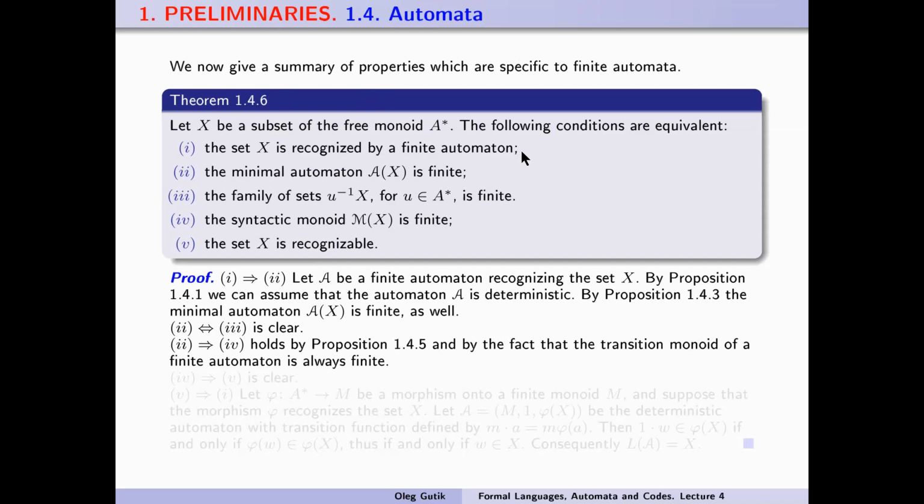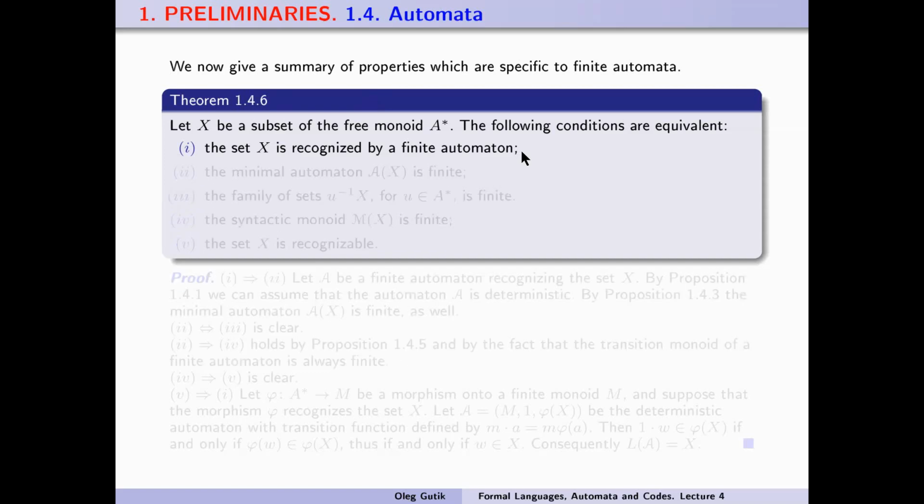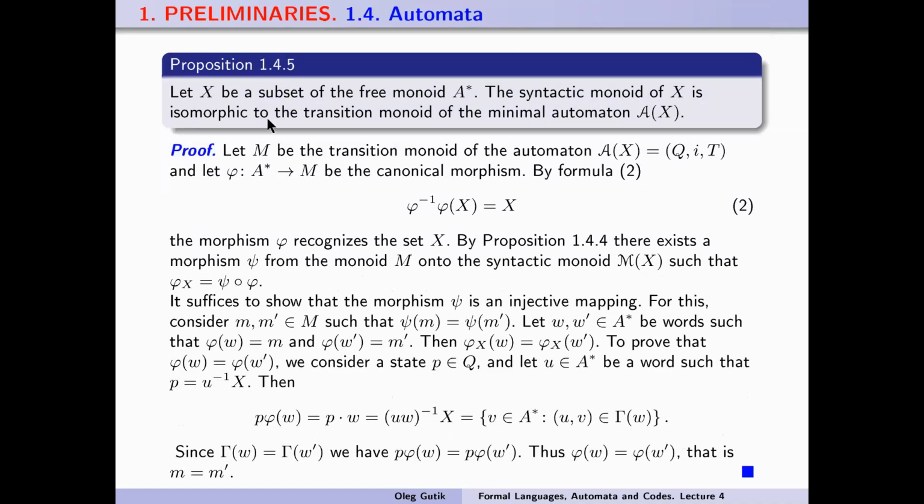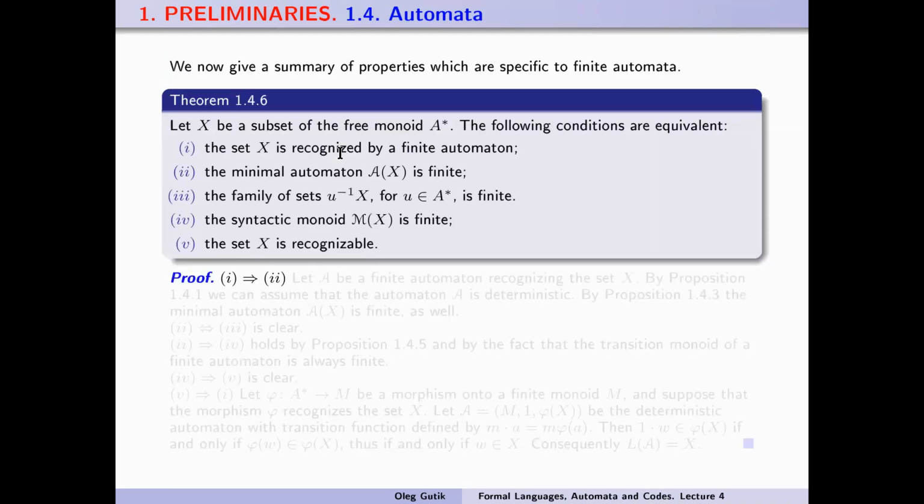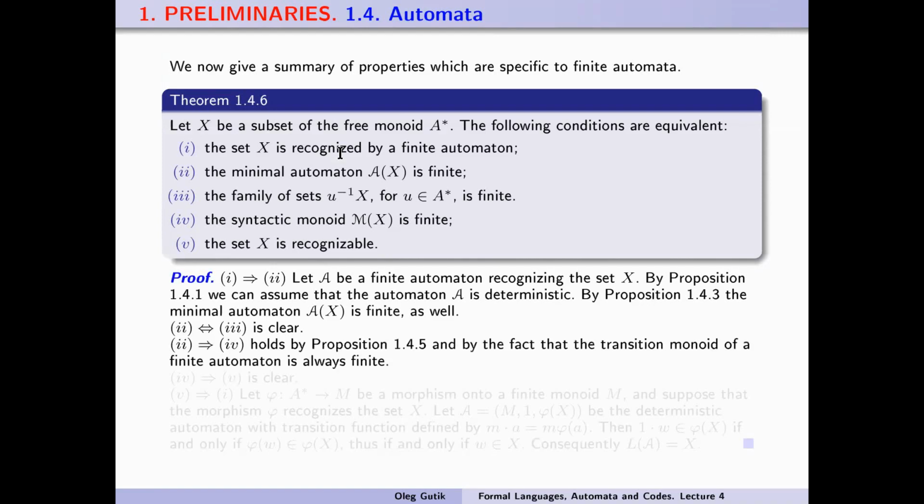So what is our previous proposition? Yes, this proposition, and by the fact that the transition monoid of a finite automaton is always finite. The implication from statement 4 to statement 5 is clear, and we shall prove that statement 5 implies statement 1.